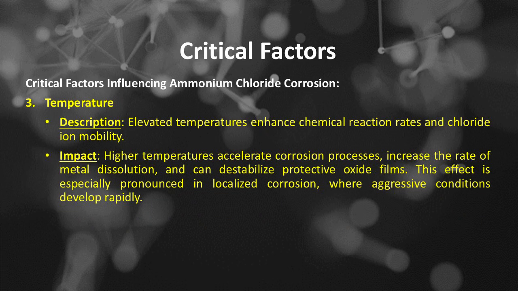Number 3 is temperature. Description: elevated temperatures enhance chemical reaction rates and chloride ion mobility. Impact: higher temperatures accelerate corrosion processes, increase the rate of metal dissolution, and can destabilize protective oxide films. This effect is especially pronounced in localized corrosion, where aggressive conditions develop rapidly.